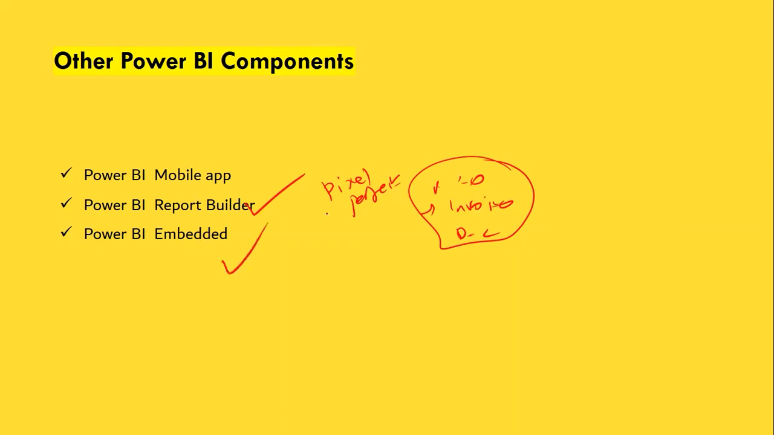Apart from this, we have something else called Power BI Embedded. Even Power BI Embedded is also a licensed one. It is an Azure service, so it enables the business to embed your Power BI capabilities into other apps. For example, I published a dashboard or report on the cloud. I want the same report or dashboard to be embedded in my website or blog. That is possible with Power BI Embedded.